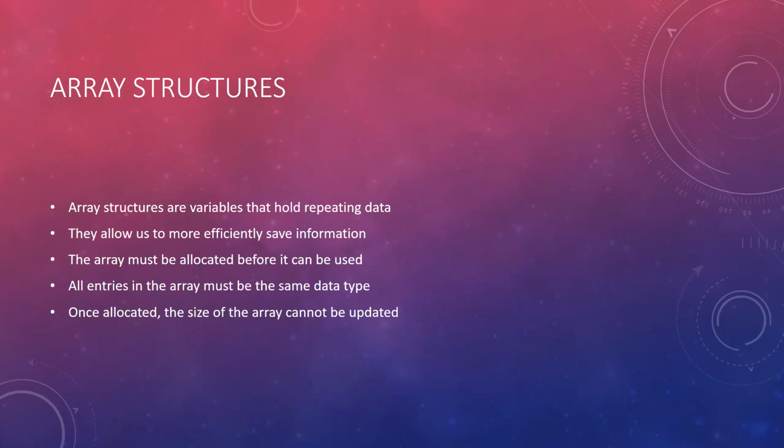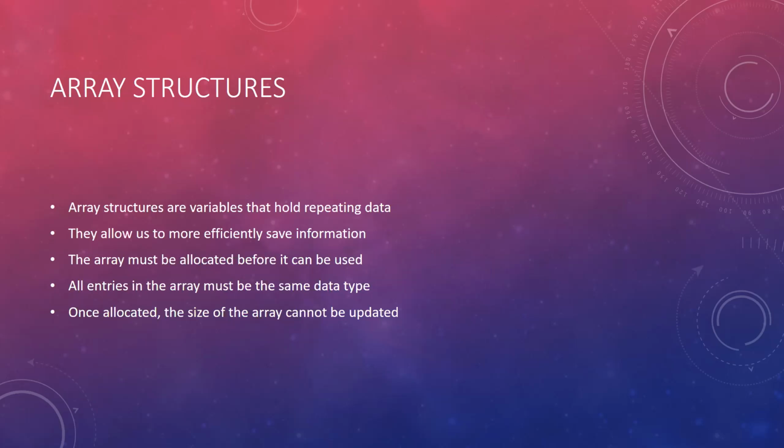So when we're working with arrays, some things to be thinking of or remember: array structures are just variables, but they hold repeating data. They allow us to more efficiently save our information. When we're working with C#, the array must be allocated. We must say how big it's going to be before it can be used. That's a little bit different of a requirement than, say, Python. It limits us. All entries in the array have to be the same data type. So if I say this array is integers, everything in there has to be an integer. I can't mix them up.